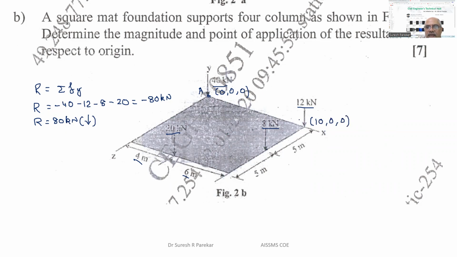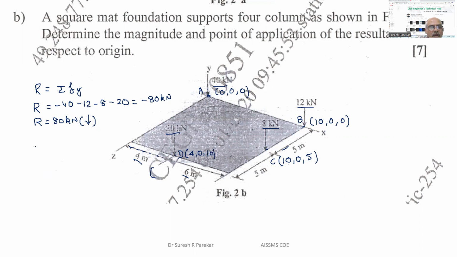Then we have this, I will say B point. Then we have C point. Parallel to x, we have this distance, this is again 10. Parallel to y is 0. Parallel to z, we have this distance, which is 5 meters. Then we have this as D point. At D point, parallel to x, we have this distance, which is 4 meters. Parallel to y, 0. And parallel to z, we have this distance, 5 plus 5, 10.